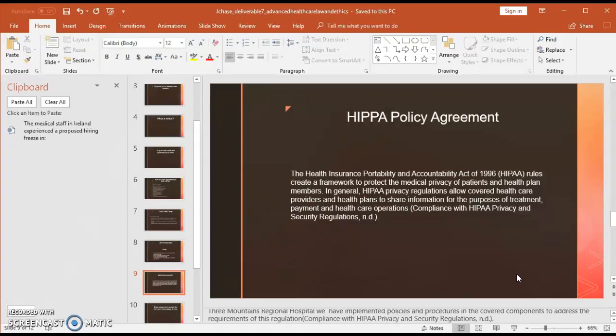The Health Insurance Portability and Accountability Act of 1996 rules create a framework to protect the medical privacy of patients and the health plan members. In general, HIPAA privacy regulations allow covered healthcare providers and healthcare plans to share information for the purpose of treatment, payment, and healthcare operations.